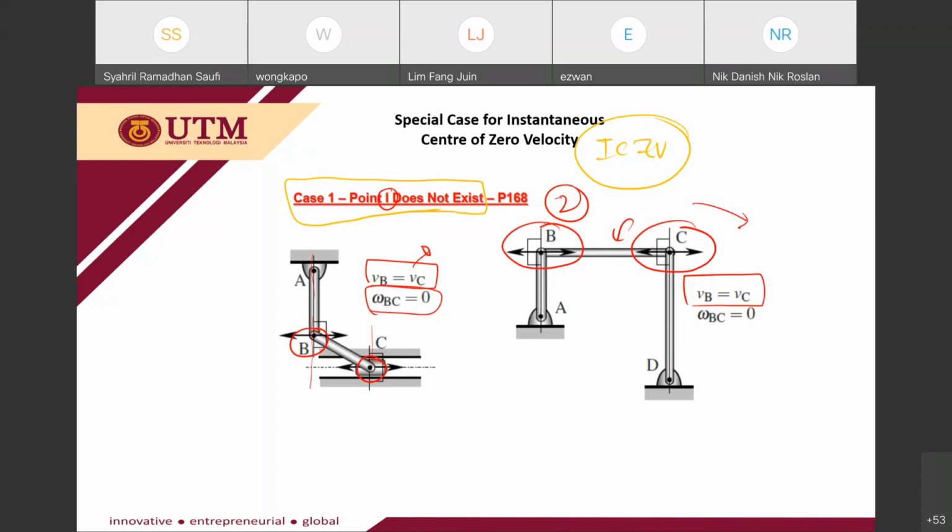Okay, at this particular instant, we can treat this BC as a rectilinear translation, where your VB is equal to VC and omega is equal to 0, because it's rectilinear. There is no rotation. This is the special case for instantaneous center of zero velocity, where you will not get the ICZV.